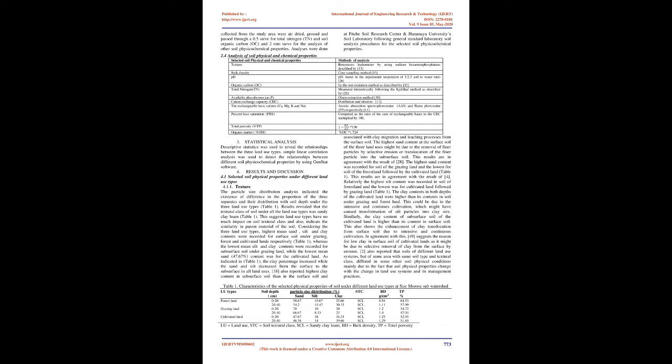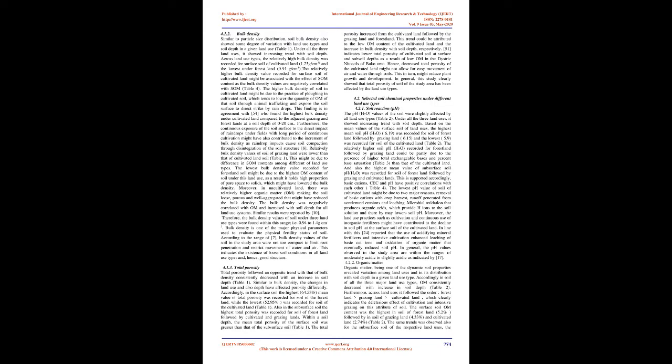These results are in agreement with the result of 28. The highest sand content was recorded for soil of the grazing land and the lowest for soil of the forest land, followed by the cultivated land, Table 1. These results are in agreement with the result of 4. Relatively, the highest silt content was recorded in soil of forest land and the lowest was for cultivated land, followed by grazing land, Table 1.